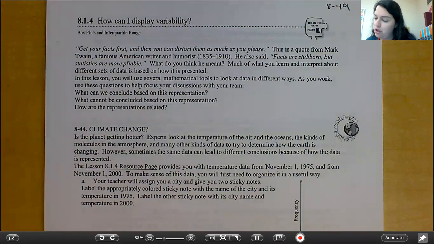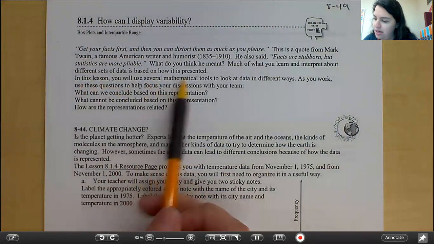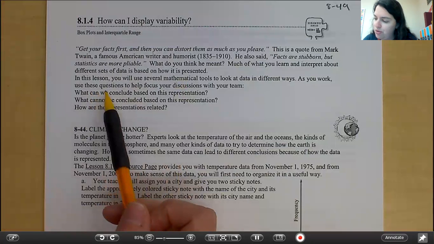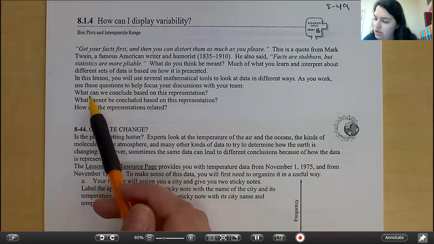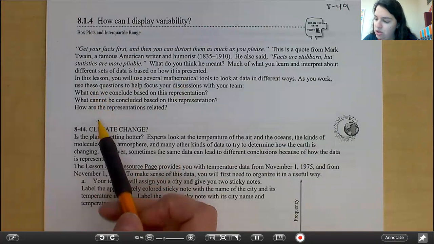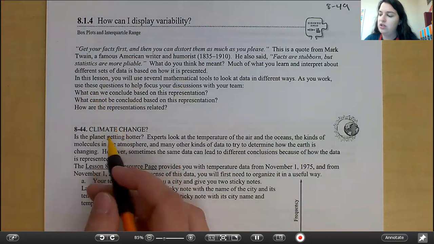Much of what you learn and interpret about different sets of data is based on how it is presented. In this lesson, you will use several mathematical tools to look at data in different ways. As you work, use these questions to help focus your discussions with your team. What can we conclude based on the representation? What cannot be concluded based on the representation? And how are the representations related?